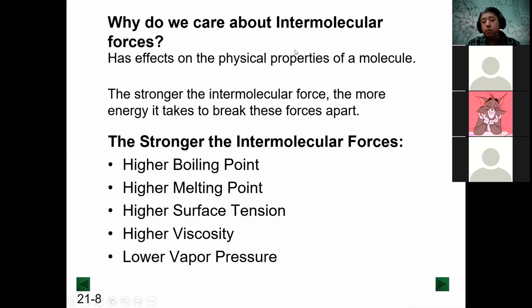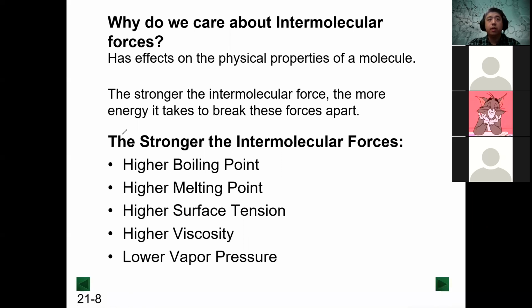The reason why we care about this, once again, is because it affects our physical properties. A lot of these slides you are already familiar with. We're just revisiting them. I'm re-emphasizing certain points. If you have something you don't understand, this is the time to ask. So with strong intermolecular force, everything else increases except for your vapor pressure. Vapor pressure is the only thing that decreases.